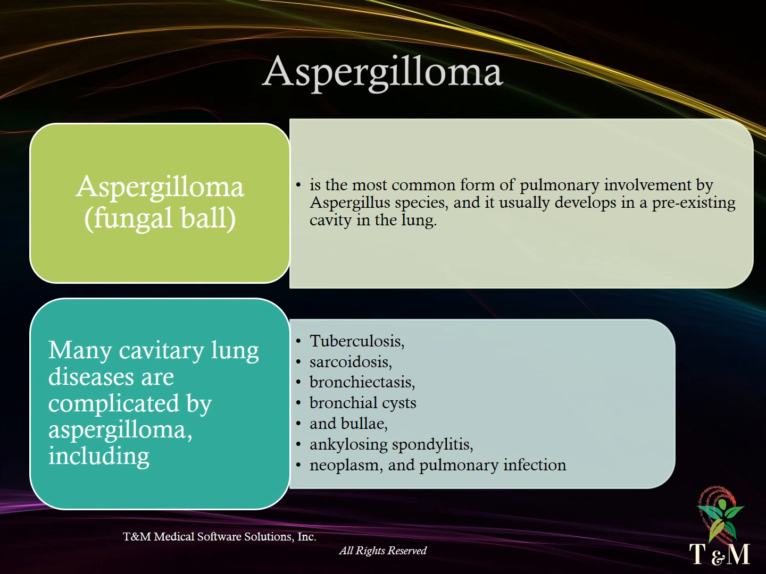Aspergilloma, or fungal ball, is the most common form of pulmonary involvement by Aspergillus species, and it usually develops in a pre-existing cavity in the lungs. Mainly cavitary lung diseases are complicated by aspergilloma, and this includes tuberculosis, sarcoidosis, bronchiectasis, bronchial cysts and bullae, ankylosing spondylitis, neoplasm, and pulmonary infections.